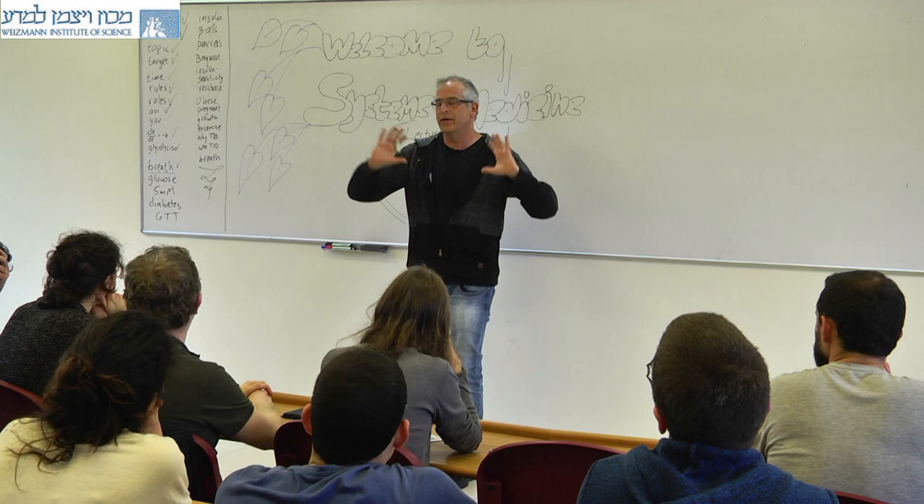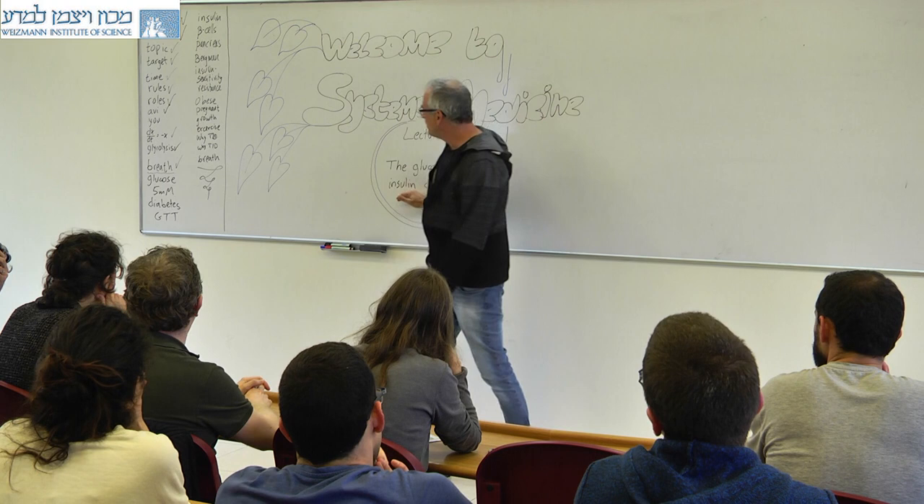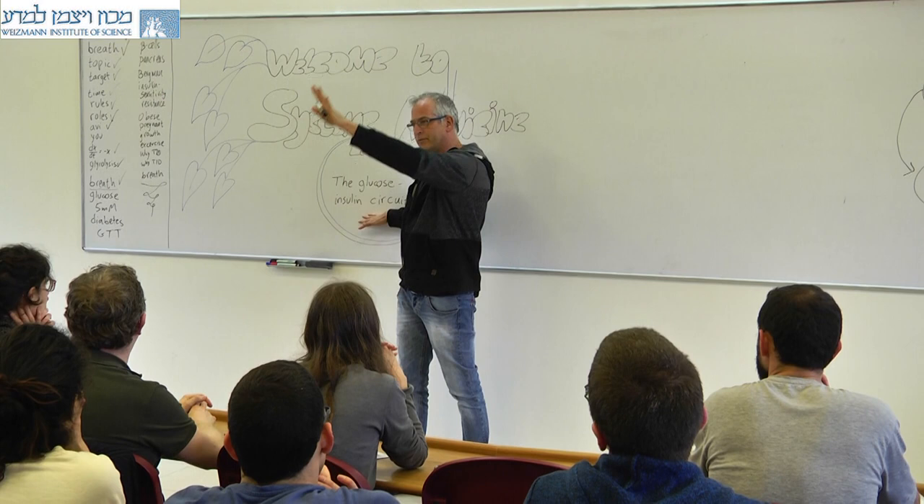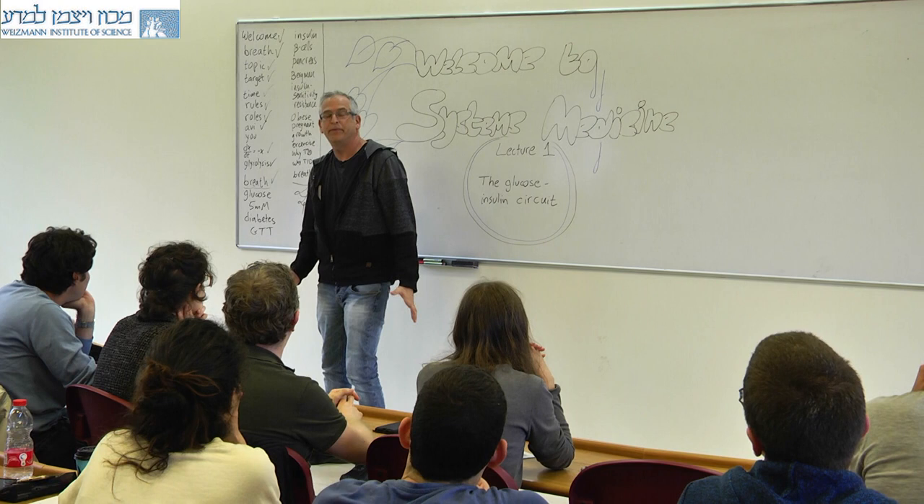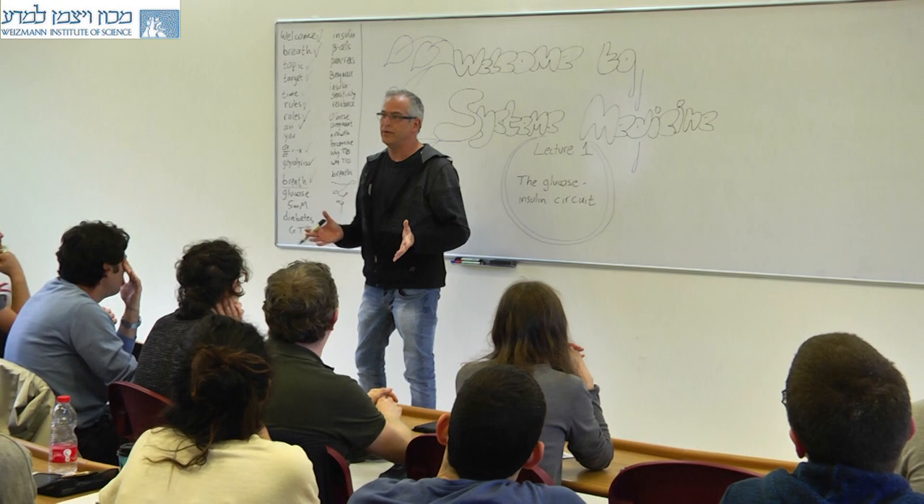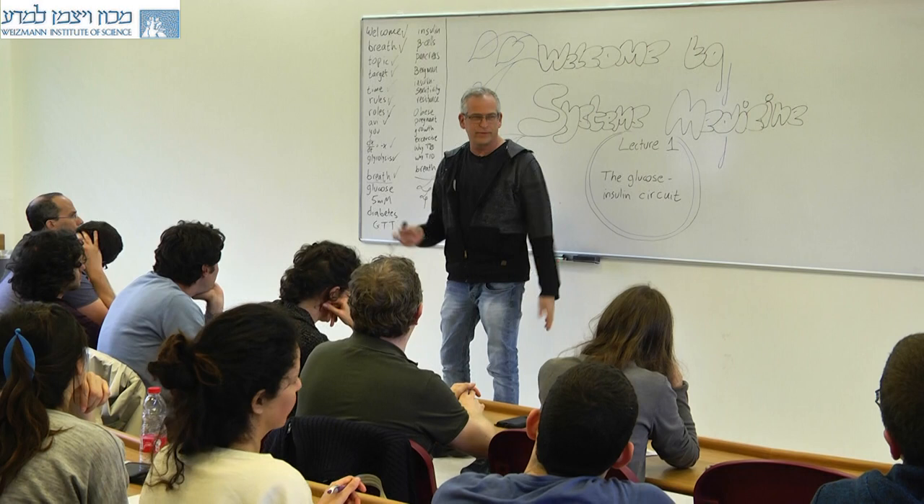This circuit is involved in some very common diseases, type 1 diabetes and type 2 diabetes, which we will address and understand in lecture 2 and lecture 3. It also deals with basic things that all tissues basically need to do. So, general principles of how tissues work that we'll be able to generalize to a lot of other tissues and diseases, as you'll see. So, the glucose insulin circuit.